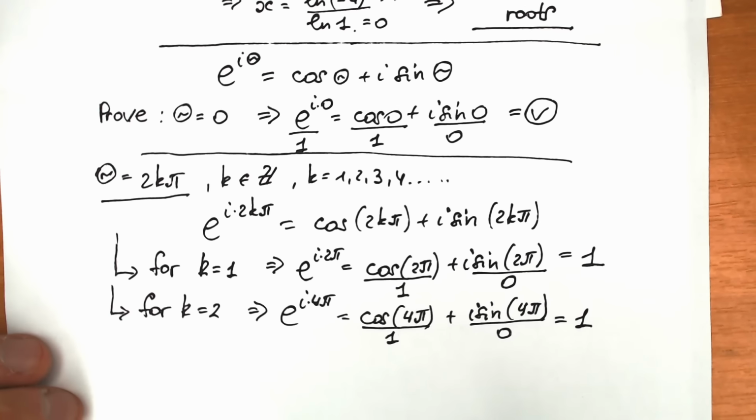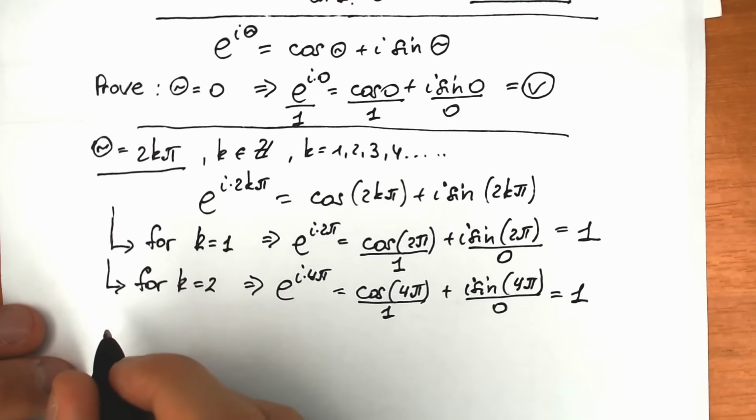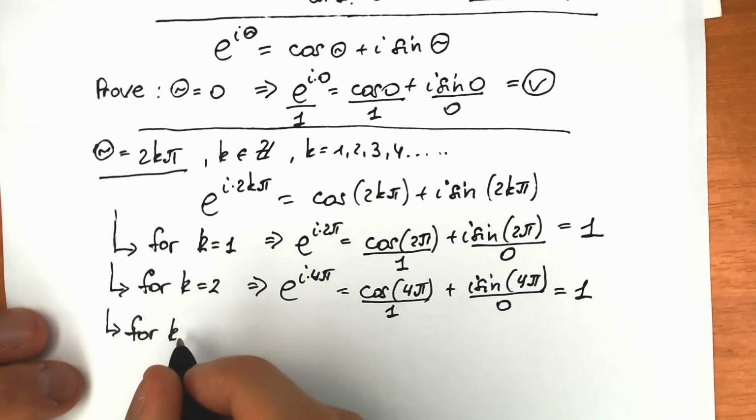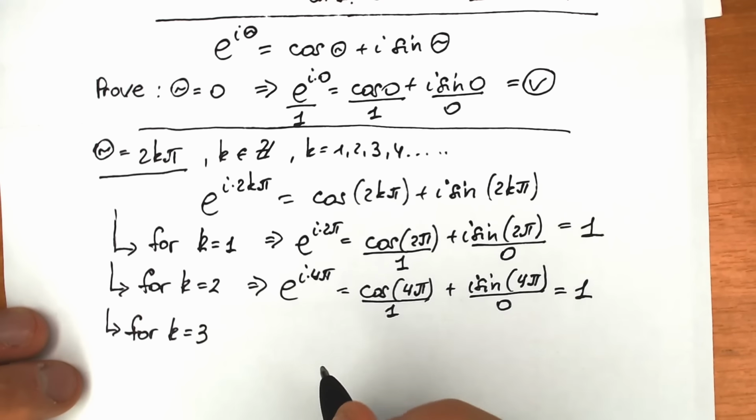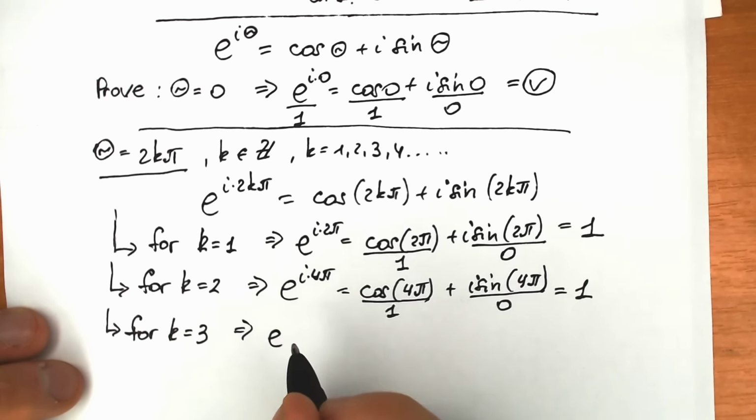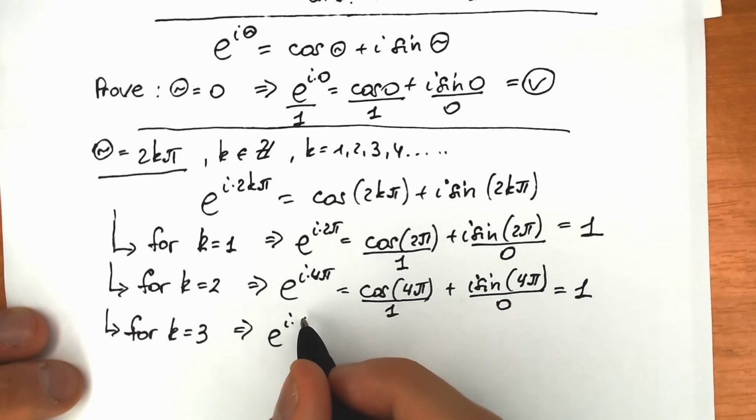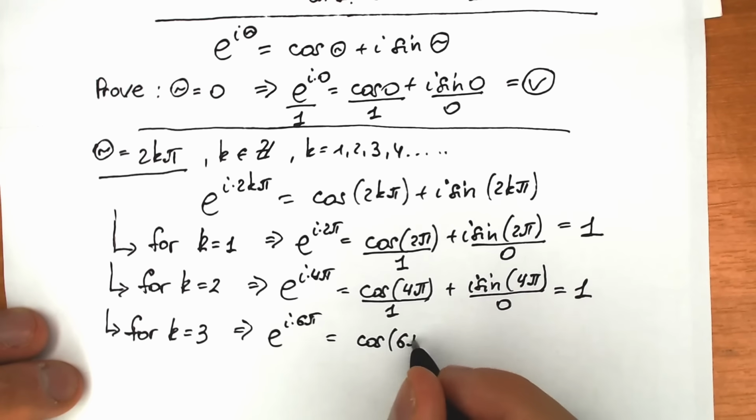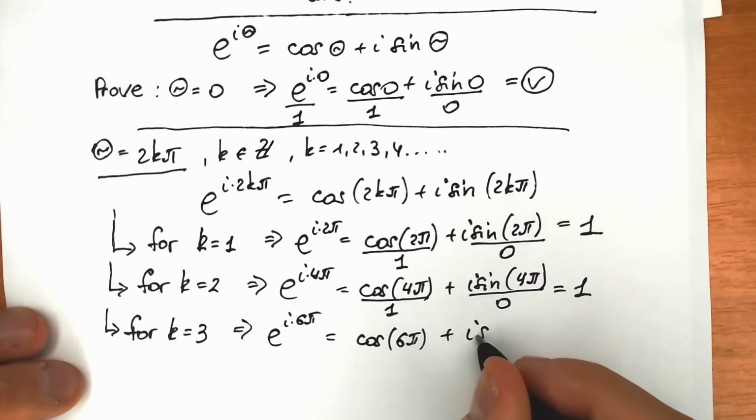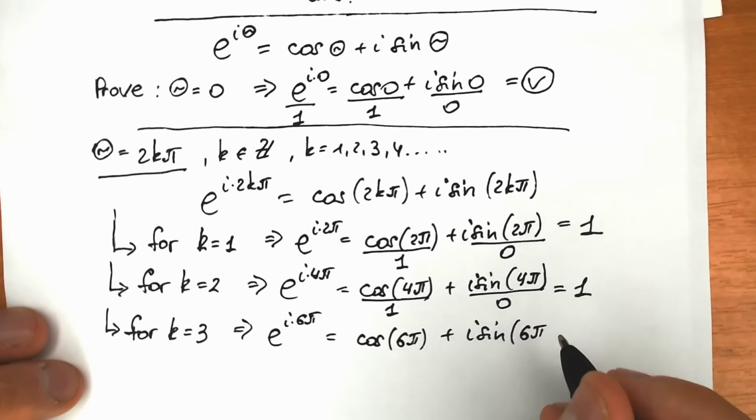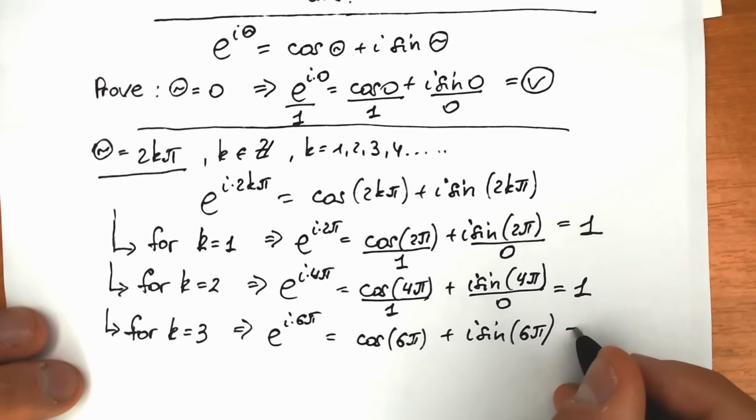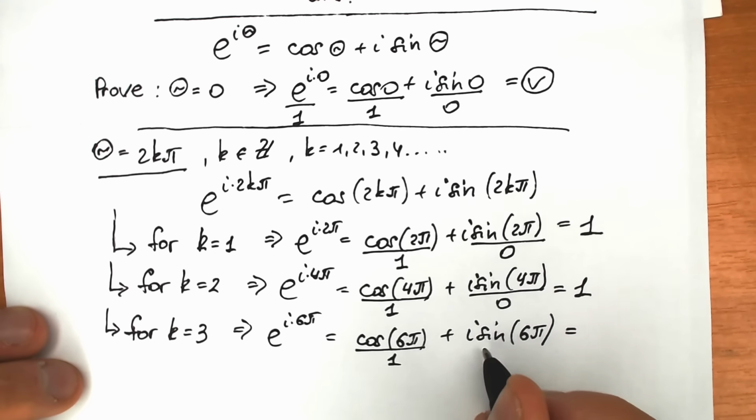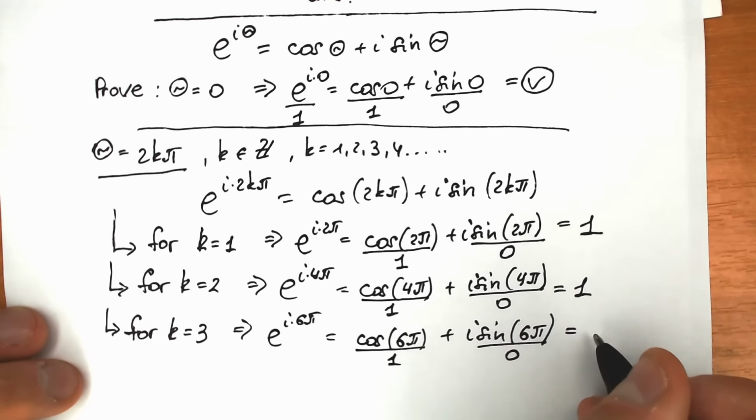Really great. Right now, let's see what will happen when k equals 3. When k equals 3, what will we have as a result? e to the power i times 2π times 3, we have 6π, equal to cosine 6π plus i sine 6π. Equal to the same 1 plus 0, because cosine 6π equals 1 and sine 6π equals 0. So we have the same one.